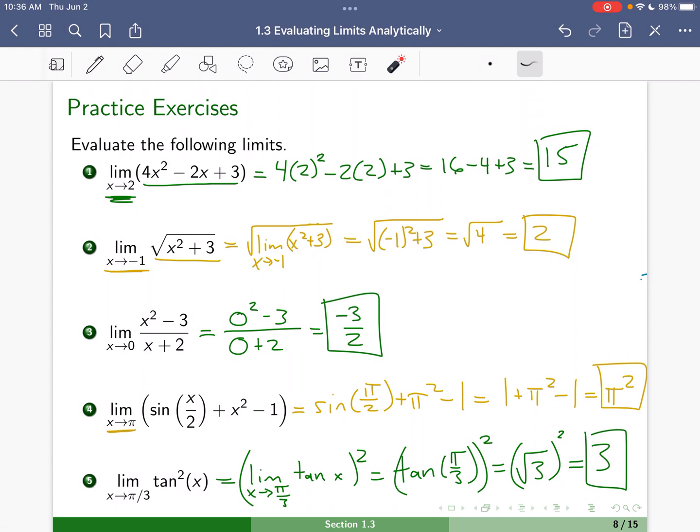In the next video, we are going to look at how we go about evaluating functions that are not continuous. We will see you there.